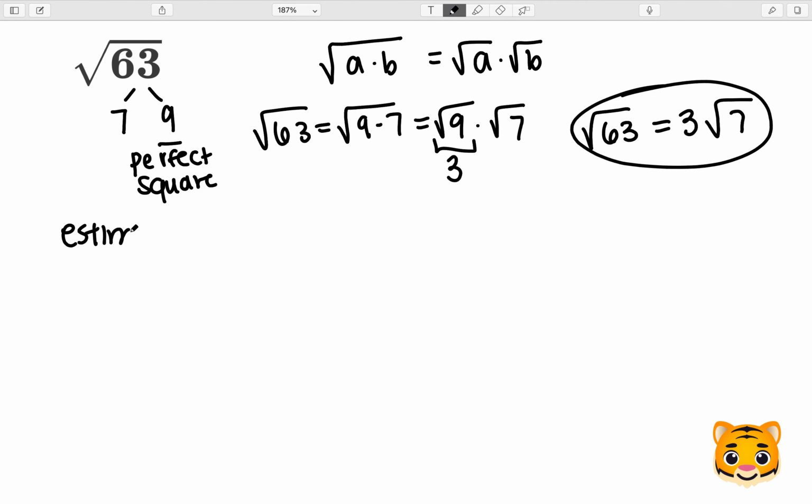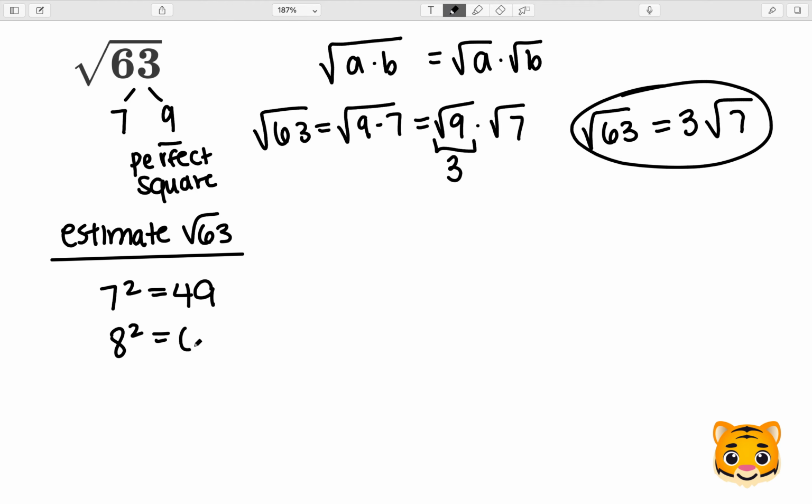We can also estimate the square root of 63 to the nearest whole number by looking at perfect squares near the square root of 63. We can look at the square root of 49, which will be 7, as 7 squared equals 49. We can also look at 8 squared, which is 64. As you can see, 63 lies between 49 and 64. Therefore, we can write the square root of 49 is less than the square root of 63, which is less than the square root of 64.